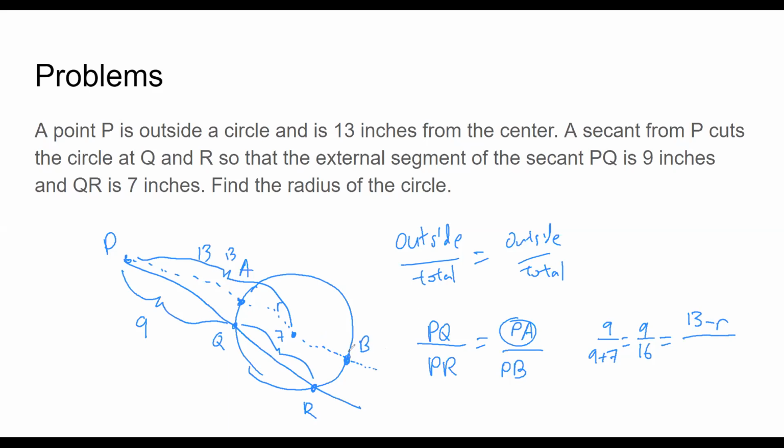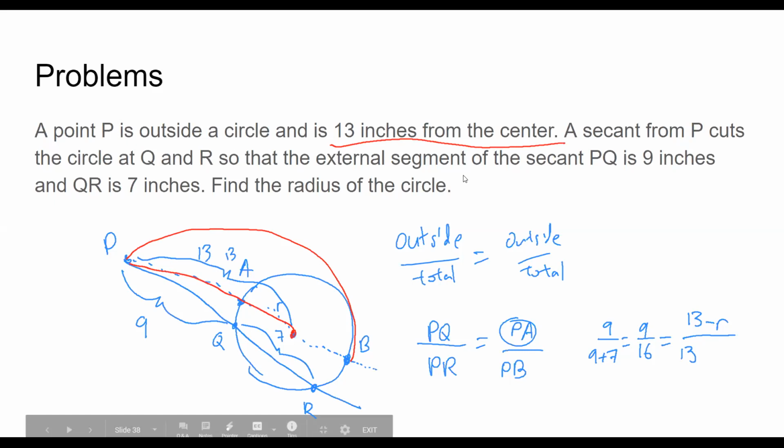And now we want to represent PB. Does anyone have an idea of how we can express PB using the information we have? The first part is 13. Wait, how did you get 13 again? That's given in the problem. It just tells you it's 13 inches from the center. Yeah, so this line here is 13. So what does that make PB, this total length, algebraically speaking? You have to add something. It's not numerical. It's going to be 13 plus something.